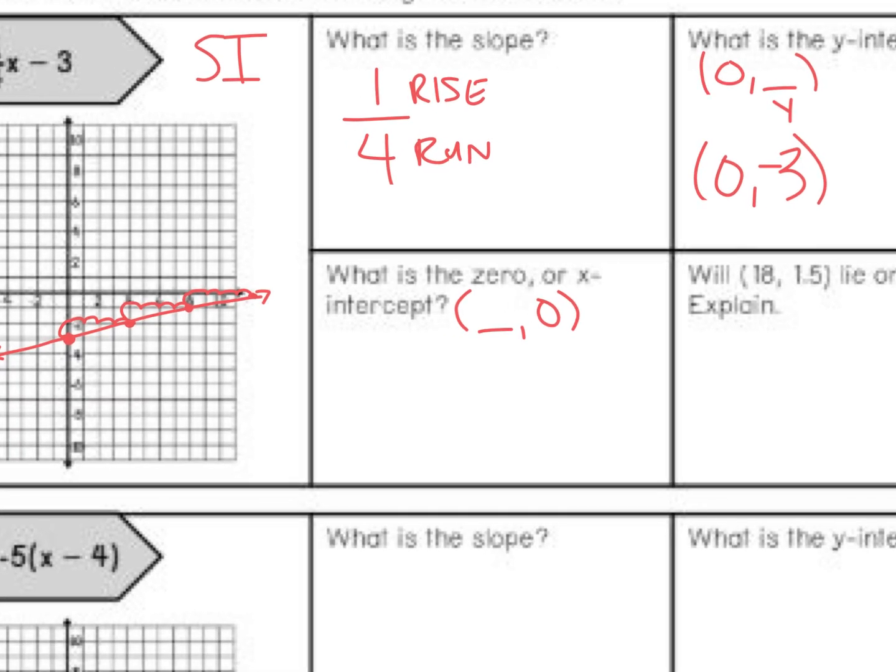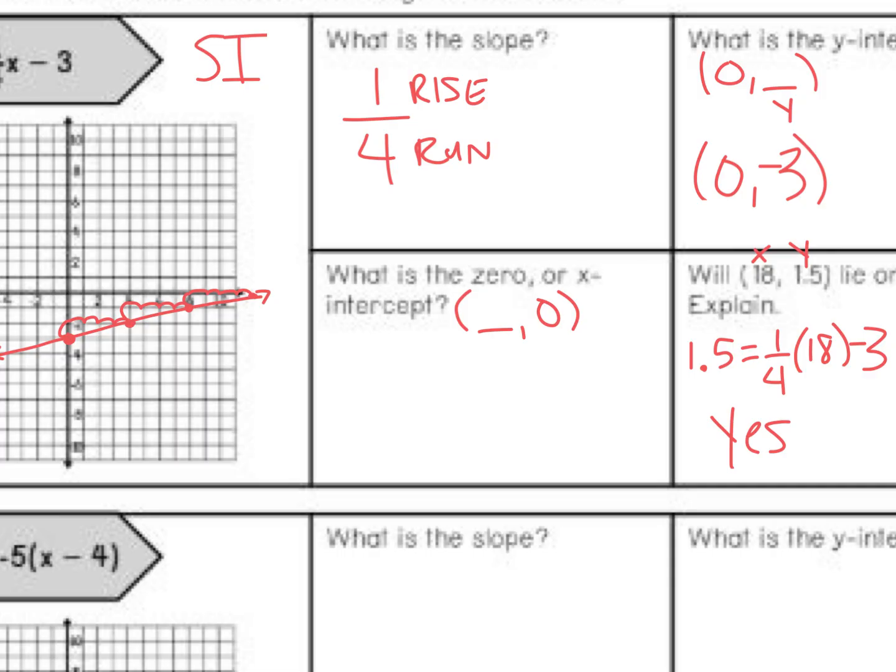How are we going to figure out 18, 1.5? How do you tell if that's on the line? Can we plug that in for a true-false statement? Yeah. So my y is 1.5 equals 1/4 times 18 minus 3. Use your yellow calculator on that. So we got true, so yes, this is on the line.